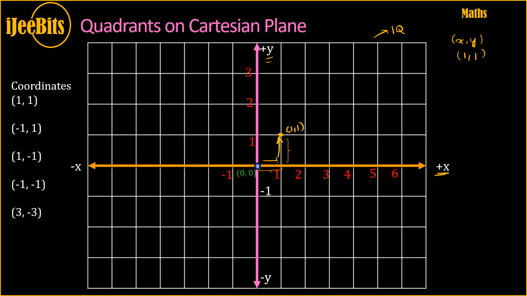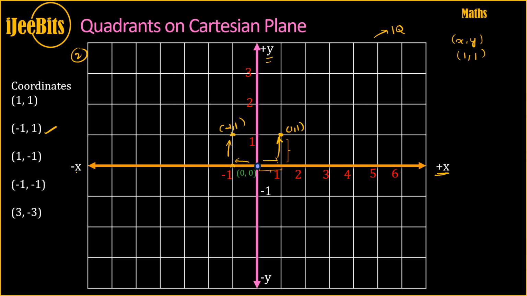Let's take a second point, (-1, 1): minus x and plus 1. Minus x and plus 1 would be this quadrant, the second quadrant. So I have to travel from the origin in the minus x direction 1 unit. From there, I have to travel in the upward direction 1 unit. That is what the point means on my Cartesian plane. So this would be your (-1, 1) point.